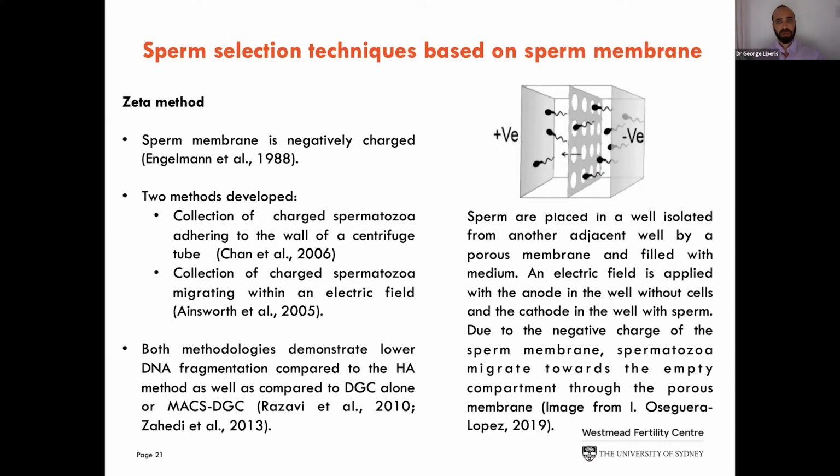The third method that is based on the sperm membrane is called the Zeta method. This is based on the negatively charged sperm membrane. And again, there are two methods. One is collection of charged spermatozoa that adhere to the wall of a centrifuge tube. The second method is collection of charged spermatozoa migrating within an electric field, as we can see in this image on the right.